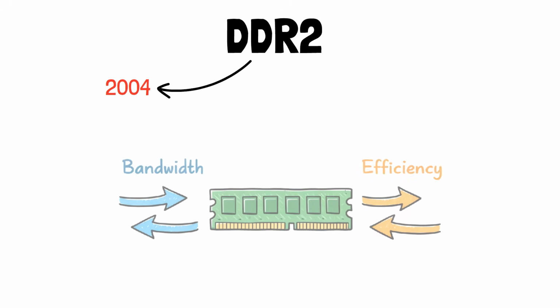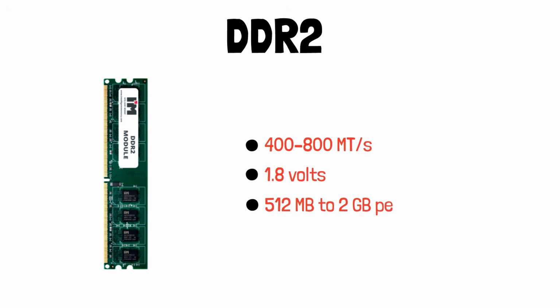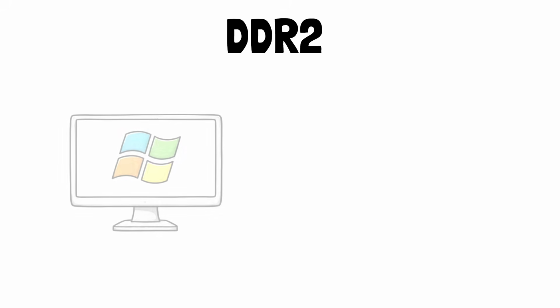DDR2. In 2004, DDR2 was introduced. This generation focused on higher bandwidth and better efficiency, not just raw speed. Speeds increased to 400 to 800 MT per second, with voltage dropping to around 1.8 volts, significantly reducing heat output. Memory capacities grew to 512 megabytes to 2 gigabytes per stick, which was considered massive at the time.